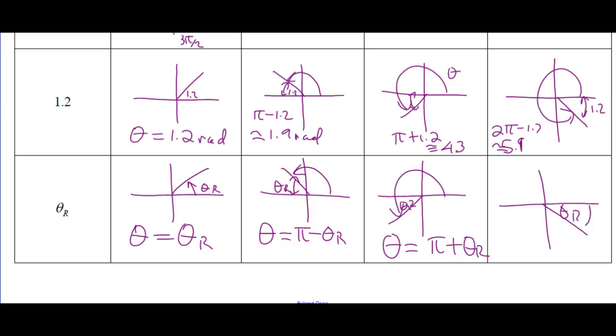And remember the reference angle. It's always between the terminal side and the x-axis. Okay, don't start drawing it down to the y-axis. And what's my rotation? 2 pi take away theta r.